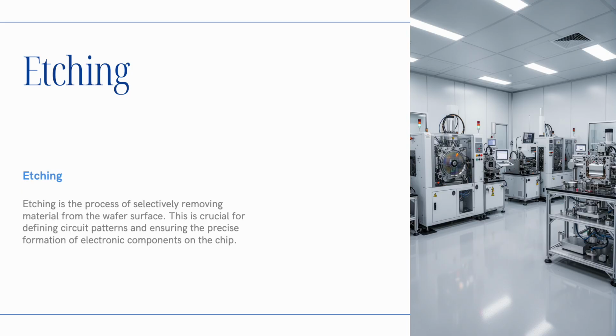So once the pattern is developed onto the photoresist, now it's time for etch. Etching is the process of selectively removing material from the wafer surface. This is crucial for defining circuit patterns and ensuring the precise formation of the electronic components on the chip. Etching can be dry or wet, with functionality varying from directional to isotropic.